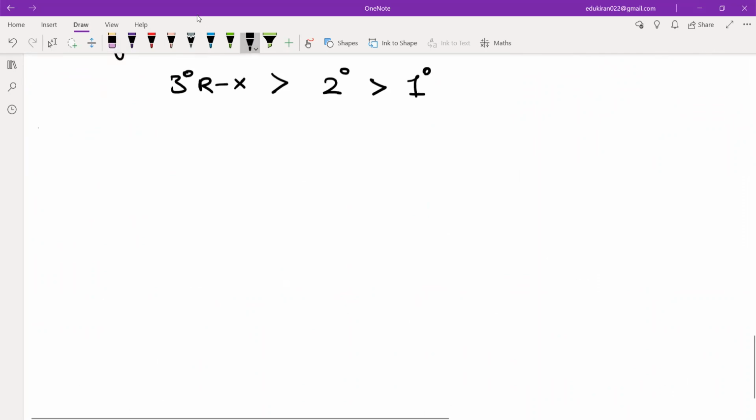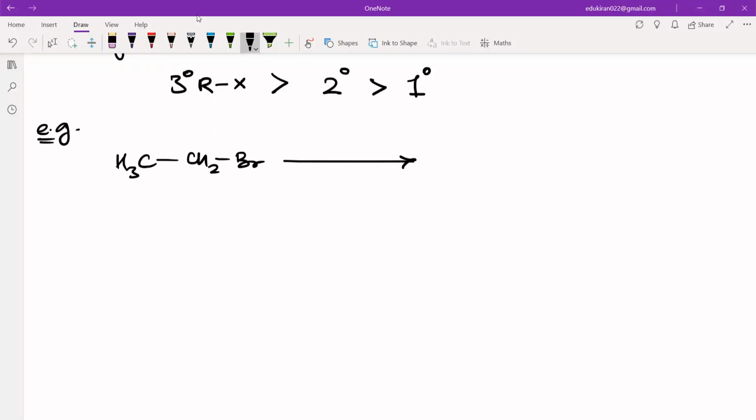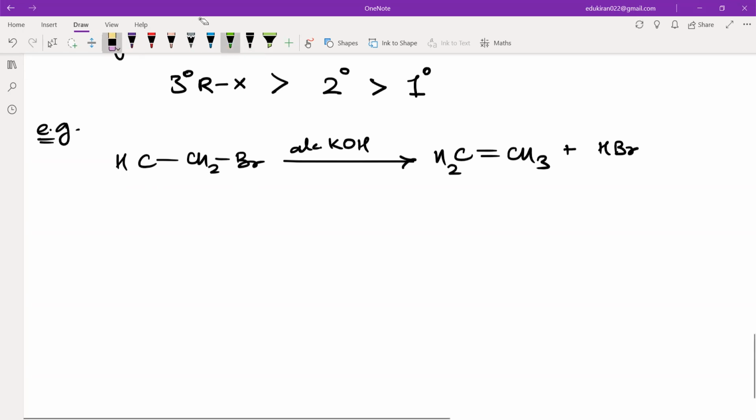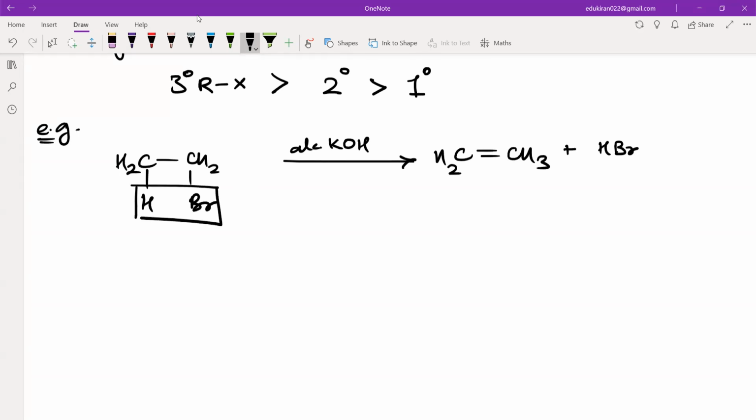some examples. So if I have CH3 CH2Br, then in the presence of alcoholic KOH, I am going to get CH2=CH2. Now this hydrogen is going to get eliminated, and plus we will be getting HBr. Any problem till here? Hydrogen from here and the Br from here, and HBr. And here we will be forming CH2, CH2, and there is a double bond.